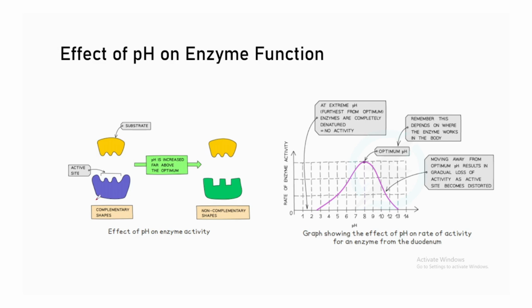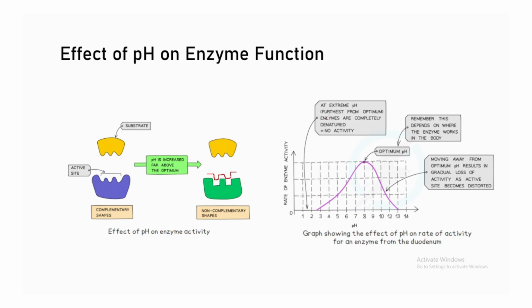This is the active site and the complementary shapes. Substrate, if we increase the pH far above the optimum, the shape of the active site will be changed. So the substrate will no longer fit into it and it will not catalyze the reaction.